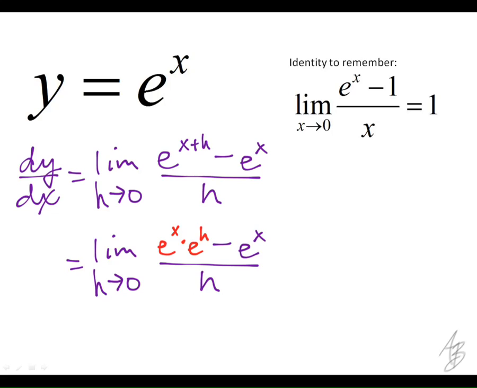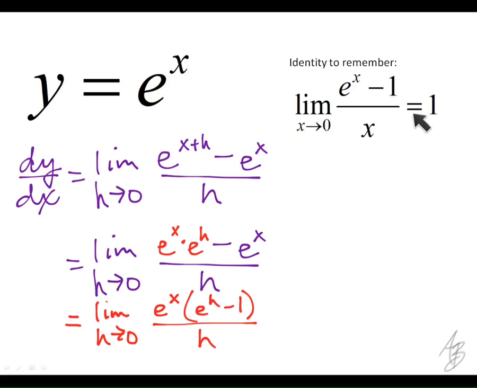Now we can take this expression on top and factor out an e to the x. So this is going to equal the limit as h approaches 0 of e to the x times the quantity e to the h minus 1 all over h.